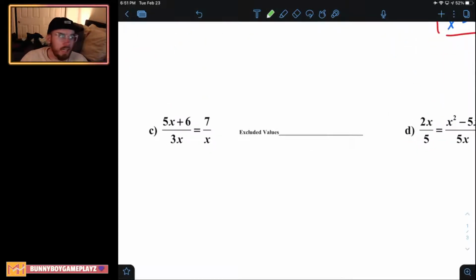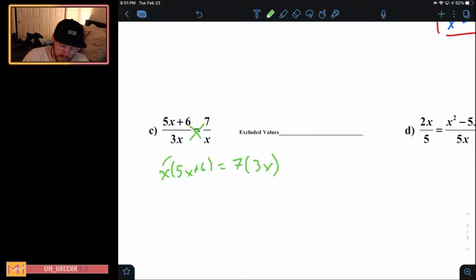Continuing on, let us cross multiply. And when we cross multiply, we are most likely going to be distributing. Here we are, 5x squared, that's new. x times 6 is 6x. And then 7 times 3x, that's just 21x. There is no distributing, right? Because that's just a single term.